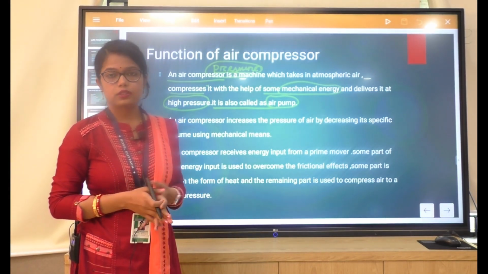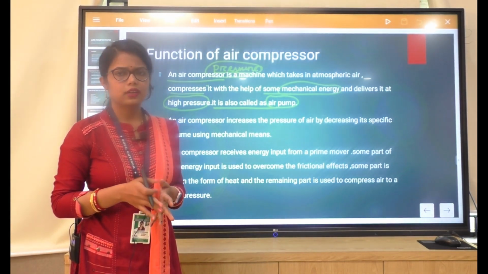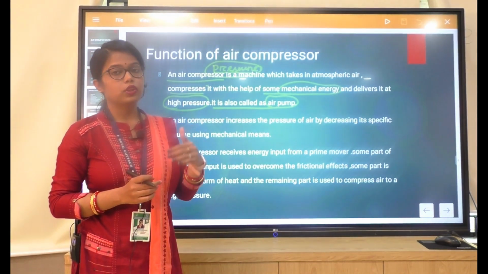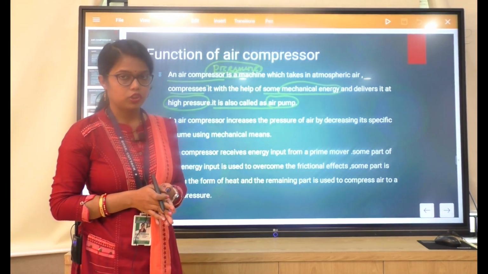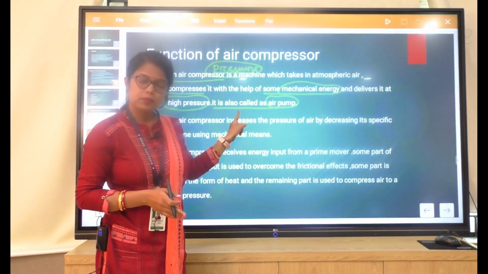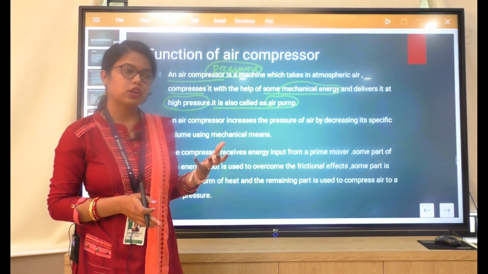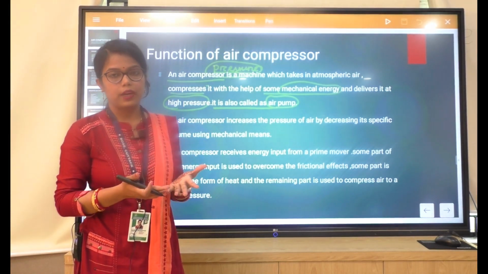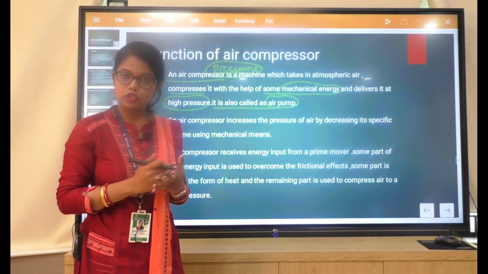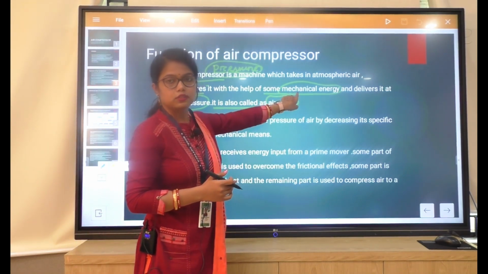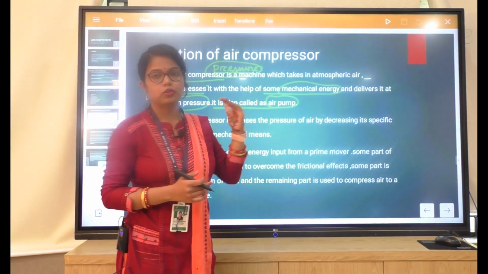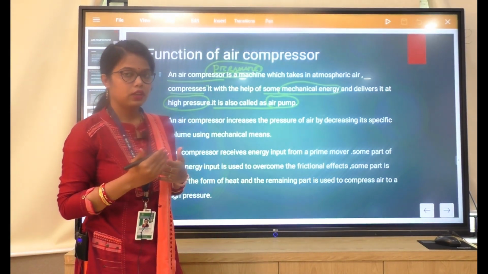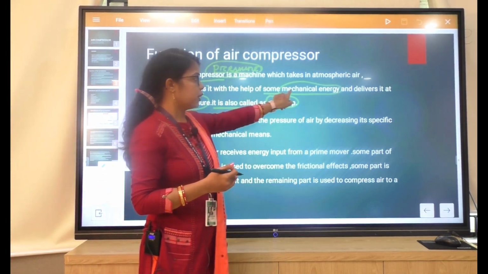Suppose the fridge or the AC, at those places we are utilizing the compressor, and we have to supply electrical energy. So here it is an air compressor; to start the compressor we have to provide what? Electricity. When we provide the electricity, the electrical energy will be converted into mechanical energy. How it is converted I will tell you later, but the concept is that electrical energy is converted into mechanical energy.